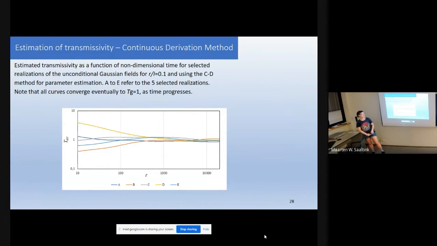Now we check the estimation of transmissivity with the continuous derivation method. This method considers the diagnostic log too, so the calculations evolve in time. We see 4 or 5 different realizations as an example. At early times, the transmissivity estimate is closer to the transmissivity at the vicinity of the well, but as time progresses, they all converge to the geometric mean again.